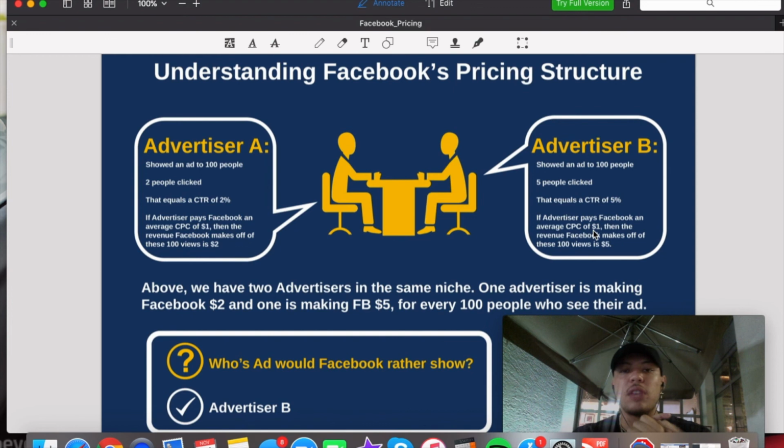So guys, I hope this concept really helped you out in understanding how Facebook is going to charge us and why click-through rate is very, very important, guys.